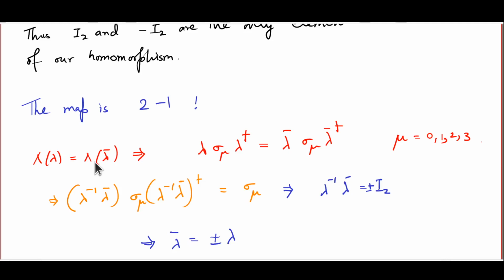It is rather easy to see that if small lambda is an SL2C matrix, then so is minus small lambda. And it's also obvious that they give you the same resulting Lorentz transformation. But what we have proven here is that they are the only two which give the same Lorentz transformations. And this is true for any particular small lambda. For every SL2C matrix small lambda, the pair small lambda and minus lambda together give rise to the same Lorentz transformation.